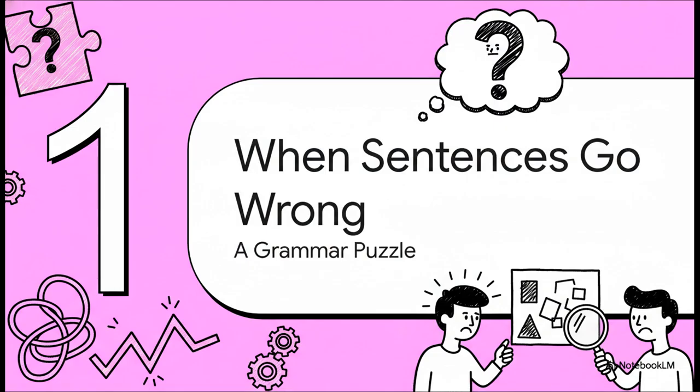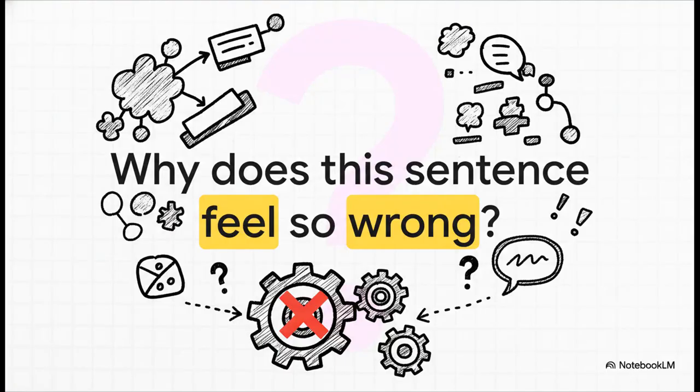It seems really simple on the surface, but it actually reveals something incredibly deep about how language is wired. We're going to look at a sentence that just feels, well, broken. You know that feeling you get when you hear something that's just not right? As speakers, we have this gut instinct for grammar. We know when a sentence is broken, but could you explain why? What's the actual rule that's being violated here?